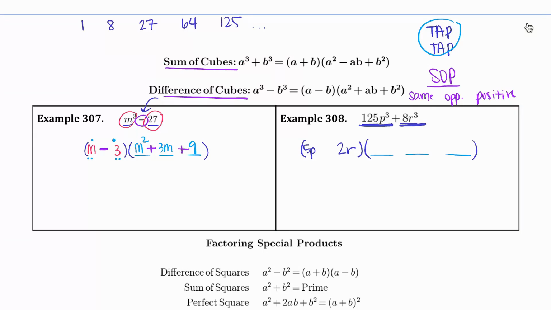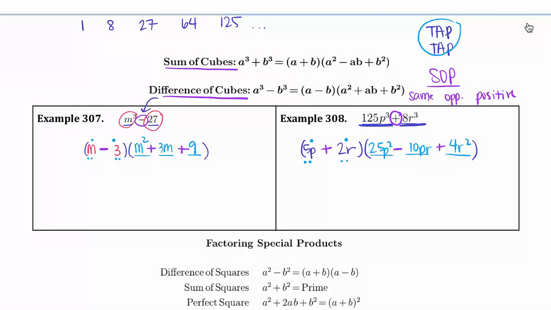So we're going to go tap tap, 5p times 5p is 25p squared. For the second one, we're going to go tap tap, 5p times 2r is 10pr. Our last one, we're going to go tap tap, 2r times 2r is 4r squared. All right, let's fill in our symbols here. Same, opposite, positive. We're going to do the same as our problem, the opposite of our problem, and then positive.